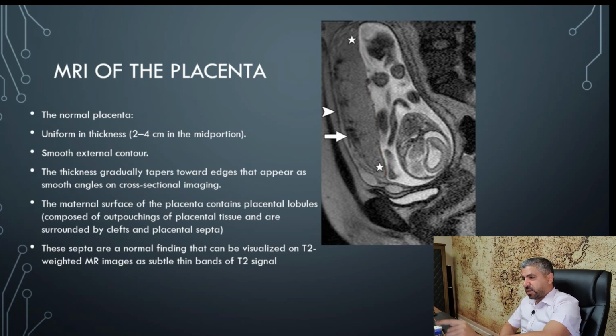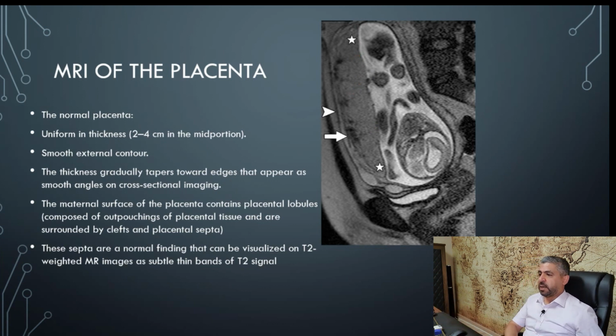You can see at the edges here, the thickness of the placenta gradually tapers, okay? The maternal surface of the placenta might contain some placental lobules, which are outpouching of the placental tissues with some septa here and there. And these septa are normal findings, and they are visualized on T2-weighted MRI images as subtle thin bands of T2 signal intensity. You can see here, these are very subtle T2 bands. These are normal findings of a normal placenta.